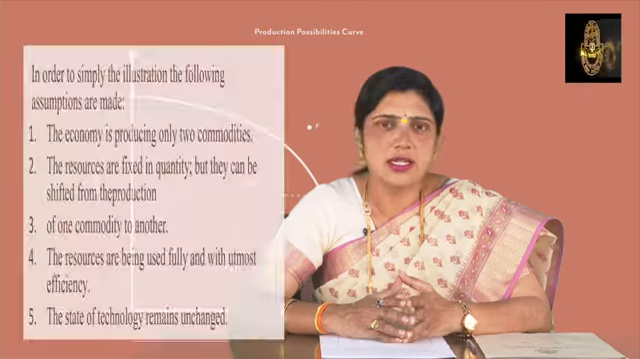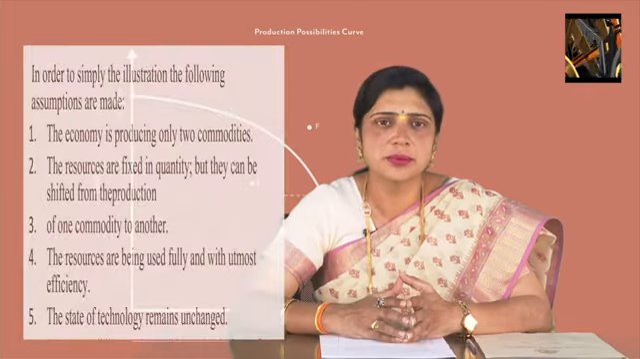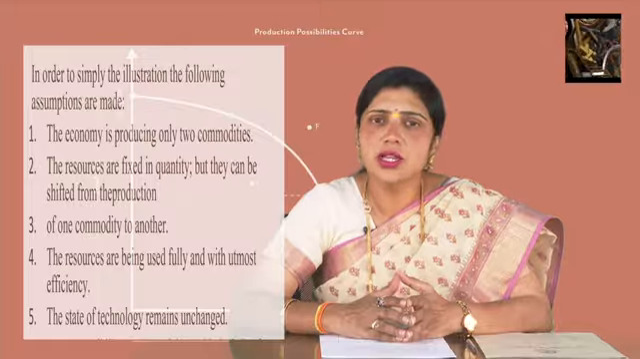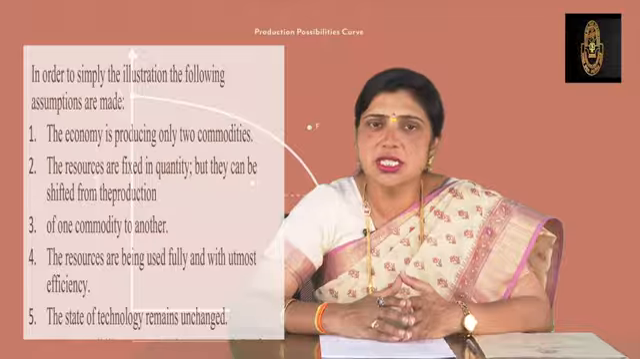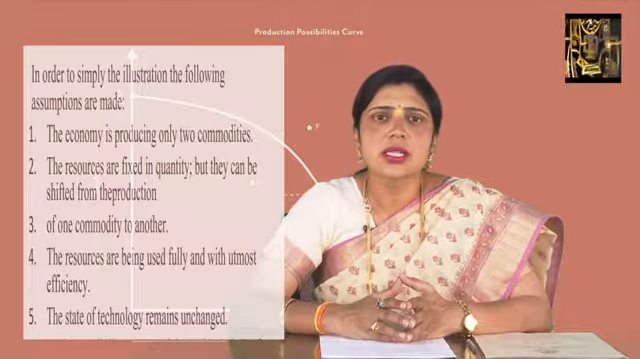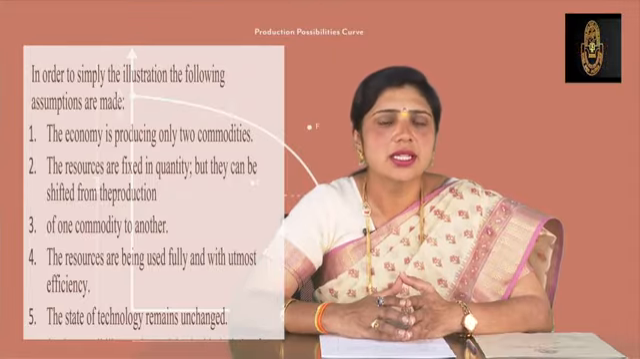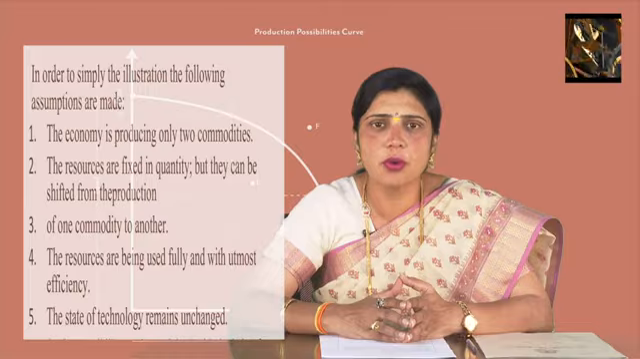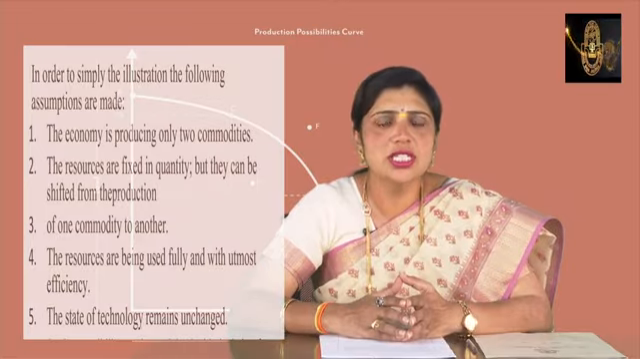Let us understand the assumptions of the production possibility curve. The first assumption is that the economy is producing only two commodities. The resources are fixed in quantity, but they can be shifted from the production of one commodity to another.